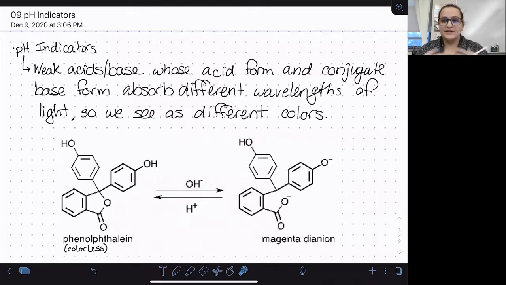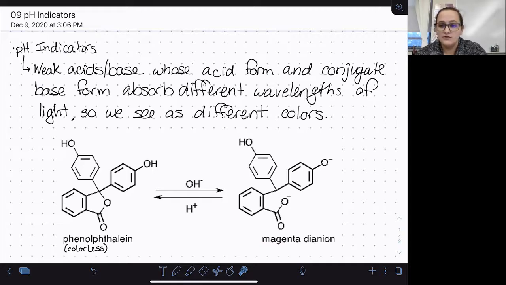So what makes a pH indicator able to indicate in this way is that its acid form and its conjugate base form actually absorb different wavelengths of light. So that means that we perceive them to be different colors. We perceive something as having a color in solution when it absorbs some wavelengths of visible light, but not all. So the indicator that you are most familiar with is phenolphthalein. You've already used it in titrations. It is colorless or clear in acidic and neutral solutions and turns magenta, turns pink, in basic solution.